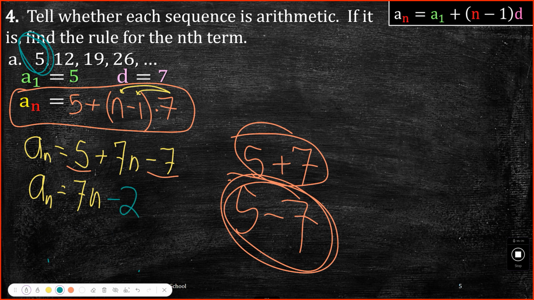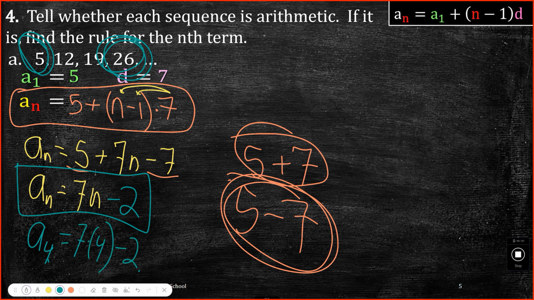When I try to test this, does it work? Which one is this in the sequence? A1, A2, A3, A4. So A4 is equal to 7 times 4 minus 2. What is 7 times 4? 28. And what is 28 minus 2? 26. Is that what we're supposed to get?